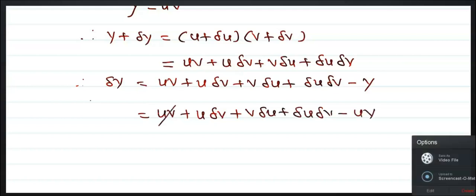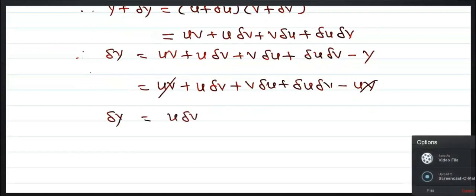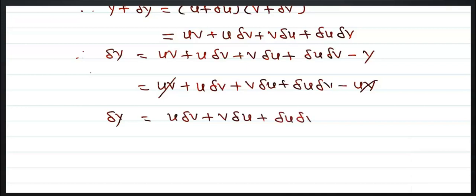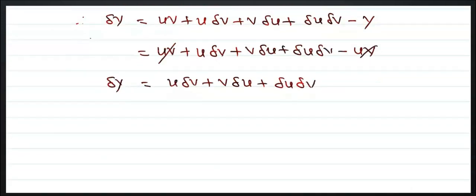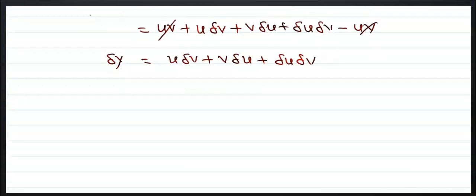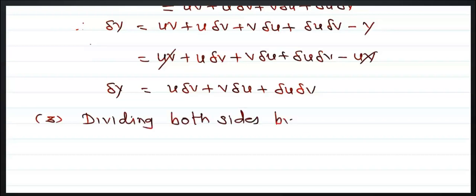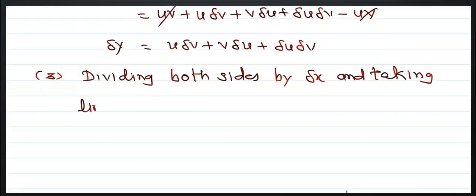That plus uv minus uv get cancelled. That is, delta y is equal to u into delta v plus v into delta u plus delta u into delta v. Now divide on both sides by delta x, and take the limit as delta x tends to 0.